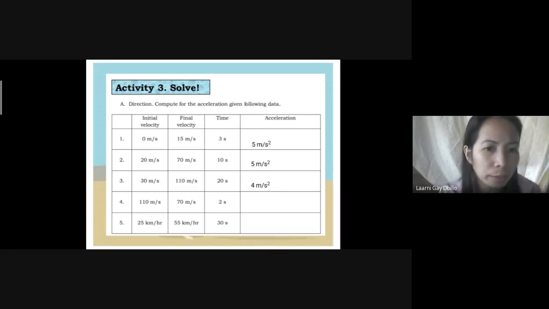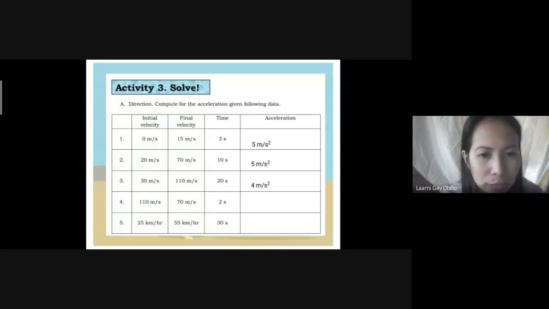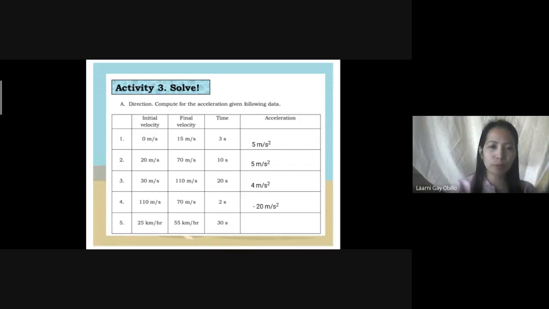And for number 4, 70. So, ibig sabihin to, mabilis as biglang bumagal. Minus 110. So, magiging negative yung sagot dyan kasi mas malaki 110 kasi 70. So, that is negative 40 divided by 2. What is the answer? Okay. Sagot ni Miguel is 20. So, that is negative. Let's see. That is negative 20 meter per second squared.